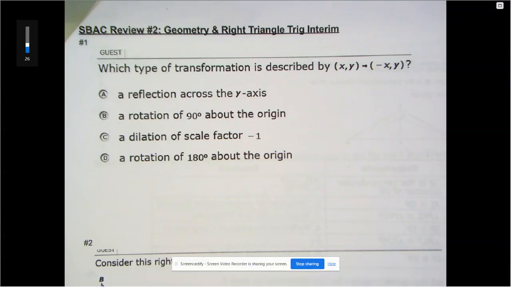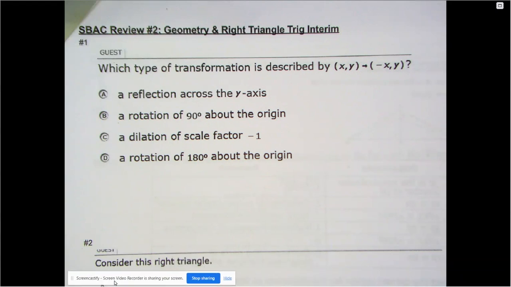So today we're going to continue with our SBAC review. This is SBAC review number 2 in your packet. This is page 5. We're going to try out the first few problems. We'll pause the video so that you can try the rest afterwards, and then we'll just continue going in that way, okay? And then you just have that one assignment that you have for today.